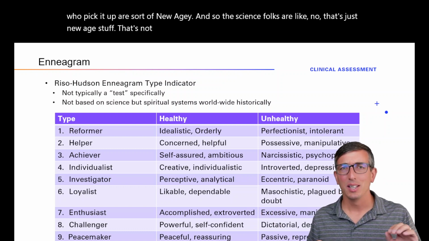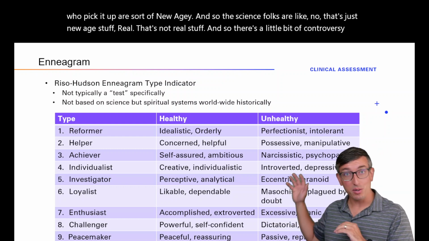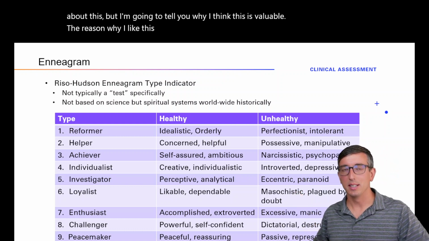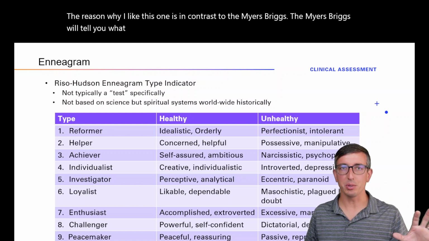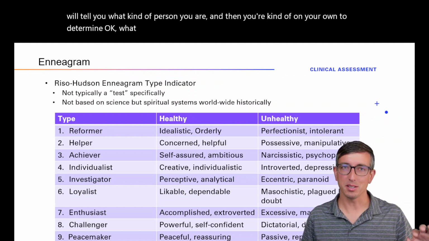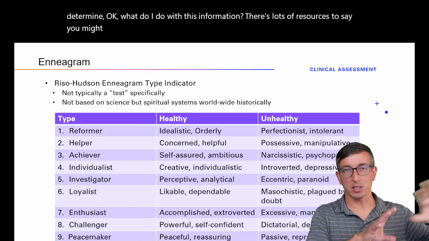That's not real stuff. And so there's a little bit of controversy about this, but I'm going to tell you why I think this is valuable. The reason why I like this one is, in contrast to the Myers-Briggs, which will tell you what kind of person you are, and then you're kind of on your own to determine, okay, what do I do with this information? There's lots of resources to say you might interact with people this way, whatever.